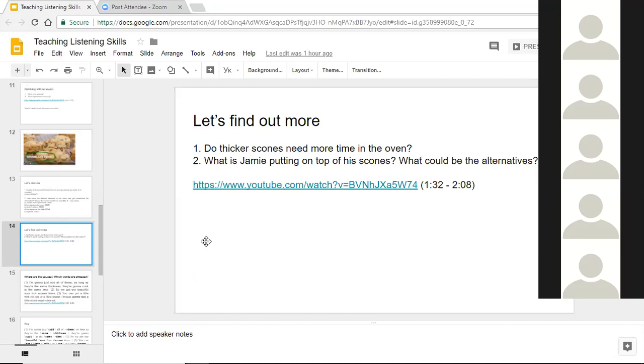So, if the scones are thicker, do they need more time? 15 minutes? Okay, this is the time, but if they are thin or thick, is the time different? Hard to say, right? That's okay. No, I didn't understand, honestly. Something complicated related to time, I didn't understand. Okay. What about on top? What is he putting on top?